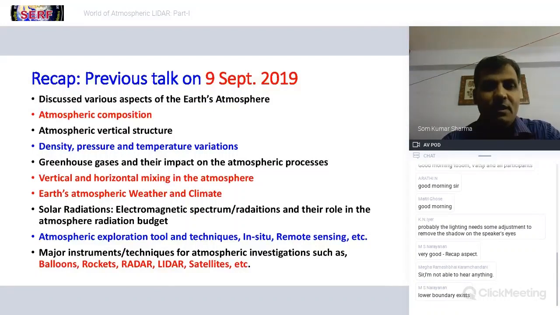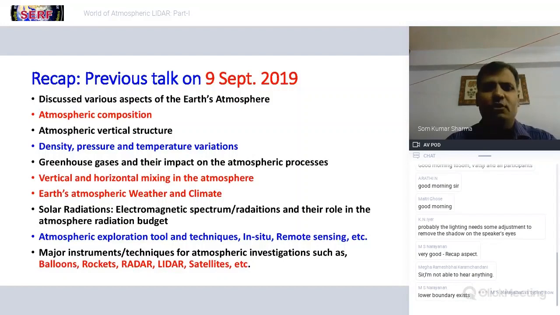And then finally, yesterday I talked about what are the major techniques. Please remember, these are the major tools and techniques for the investigation of the vertical structure of the earth atmosphere up to higher heights, you can say up to mesopause or even 100 kilometer, 110 kilometer. And majorly it was the in situ techniques and the remote sensing techniques. Then I just gave a glimpse of the major instrument techniques for investigation of the atmosphere, such as ground-based balloons, rockets, radars, lidars, satellites, and many more.